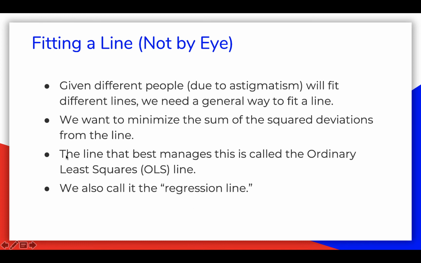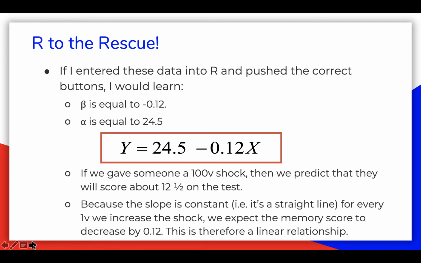So the line that ends up being drawn with regression is called the ordinary least squares line, because it minimizes those squares, the differences between the observations and the line of best fit. We also call this a regression line. So if I entered all of this data into R and pushed the correct buttons, I would learn that in our case, beta is -0.12, and alpha is actually 24.5. So my guess was good, but it wasn't accurate. It didn't minimize the sum of squares, but R did manage to do that.